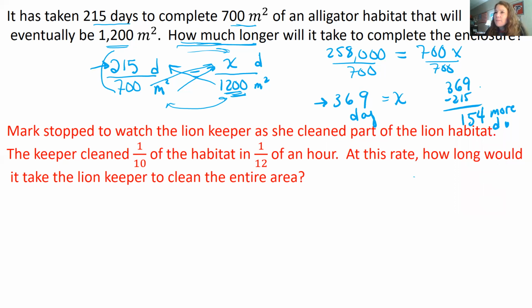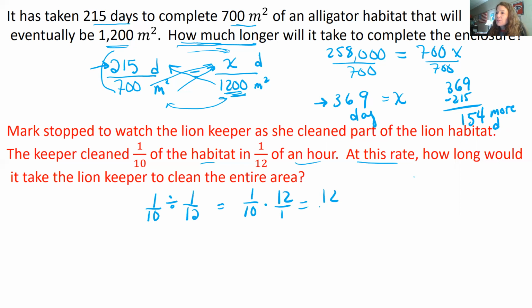All right, the last one says, Mark stopped to watch the lion keeper as she cleaned part of the lion habitat. The keeper cleaned a 10th of the habitat in a 12th of an hour. At this rate, how long would it take the lion keeper to clean the entire area? So what is our rate? So 1/10 of the habitat divided by 1/12. So what do we do to divide fractions? We keep it, change it, flip it.